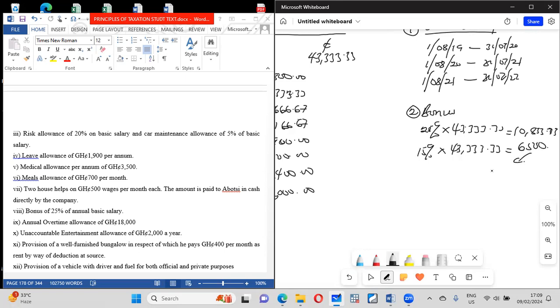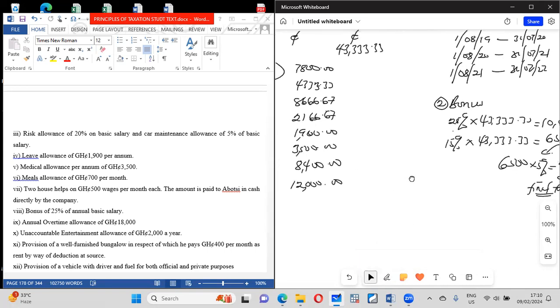And this, I will tax. What he's taking is exceeding the 15%, so I will tax the 6,500 at 5% final tax. That is 325. So you show the examiner a final tax. If you don't bring these things, you will lose some marks. Then the excess: 10,833.33 minus 6,500. The excess is 4,333.33.